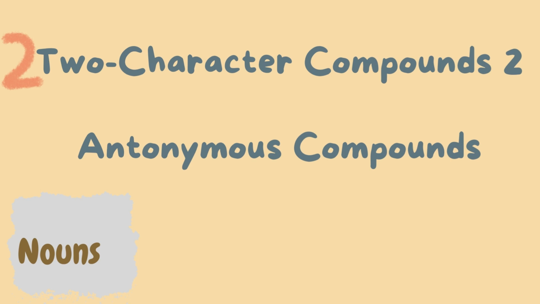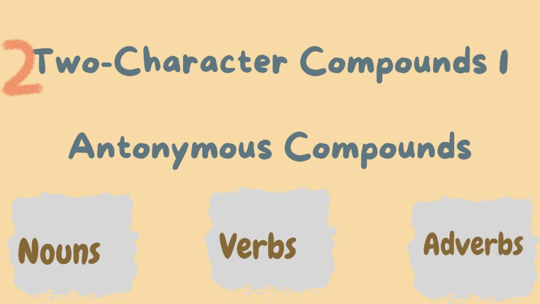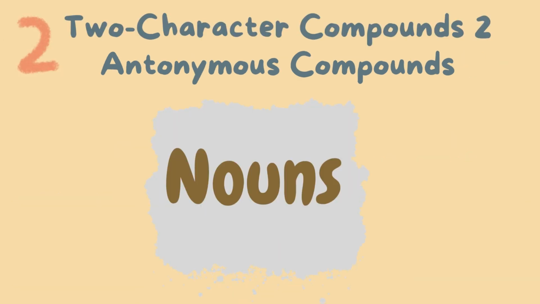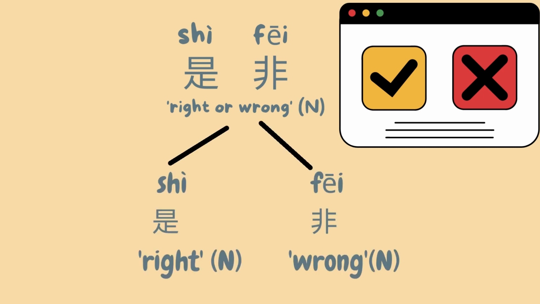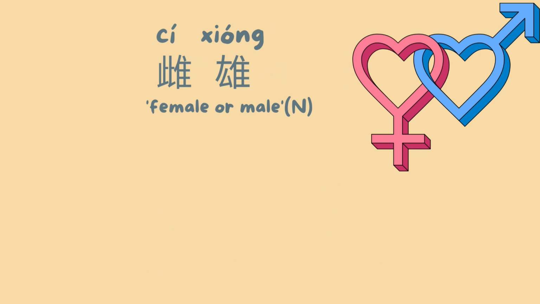In this video, we'll mainly look at nouns, verbs, and adverbs respectively. Now look at antonymous compound nouns, which constitute the majority of antonymous compounds. The first example is 是非, right or wrong, a noun. The constituent characters 是, right, a noun, and 非, wrong, a noun, are antonymous. The meaning of the word they form is the combination of the two characters that make it up, right or wrong, a noun.